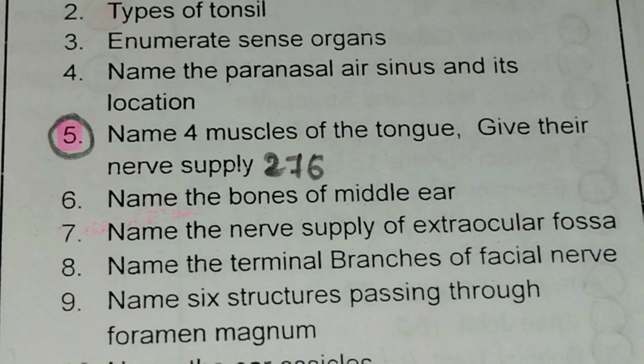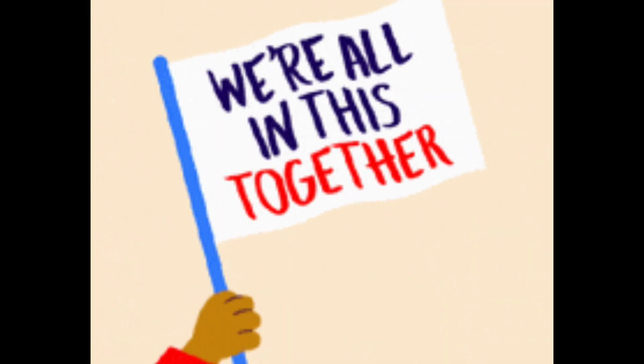Seventh one, name the nerve supply of extraocular fossa. Eighth one, name the terminal branches of facial nerve. Ninth one, name 6 structures passing through foramen magnum. 10th one, name the ear ossicles. 11th one, attachments of sternocleidomastoid muscle.